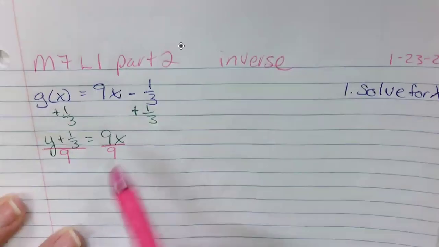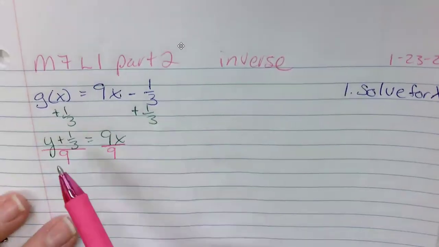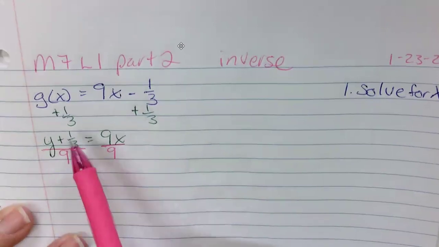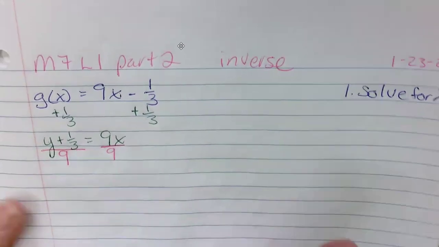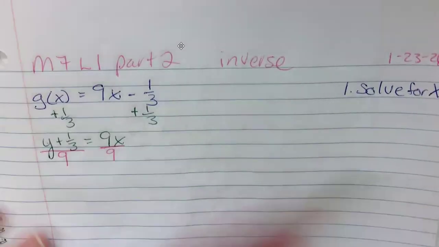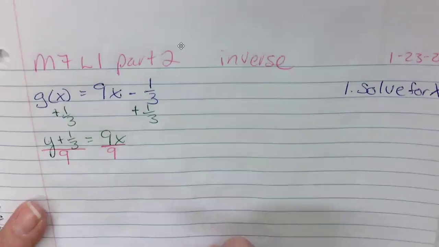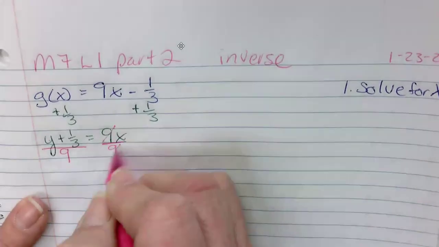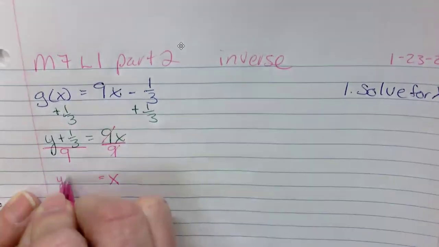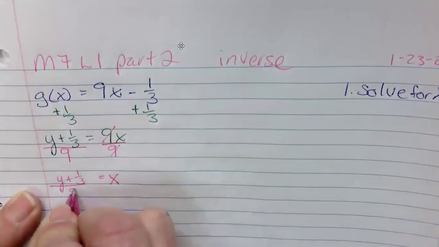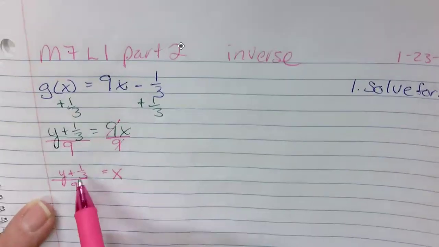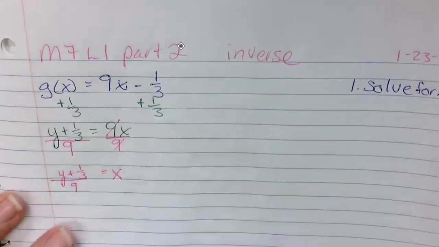Now, I could do it to all the terms instead of just to both sides. I could do y divided by 9 plus 1/3 divided by 9, which if you see that, then I would suggest you do that in the future. If not, we can just keep going. This is beautiful because 9 and 9 become 1. We get x equals, and then here we have the y plus 1/3 all over 9. The problem is we cannot stop here because we can't have a fraction in a fraction, right?